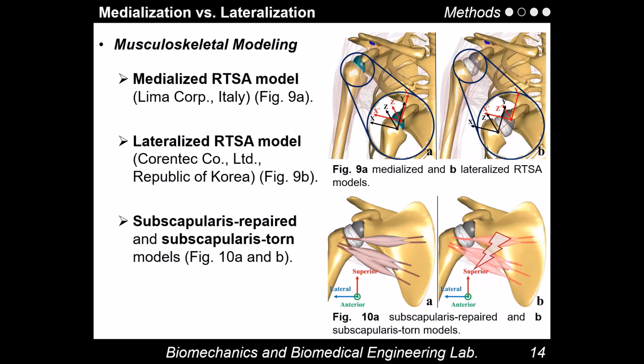Within this 2-implant environment, we specifically control the conditions of the subscapularis. The subscapularis repair model represents a state where all muscle bundles are intact, while the subscapularis torn model simulates a condition where all bundles are completely torn.